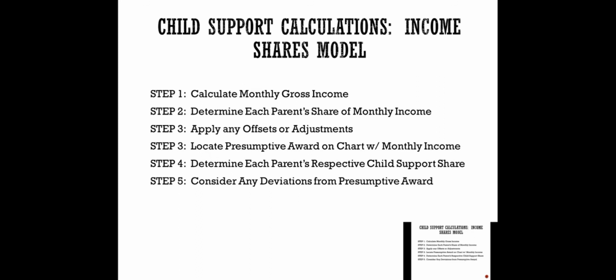Then we will pause and look for any deviations, any reasons why we have some sort of extraordinary set of circumstances that suggest we shouldn't follow the mandatory presumptive award. So first step, we calculate income.